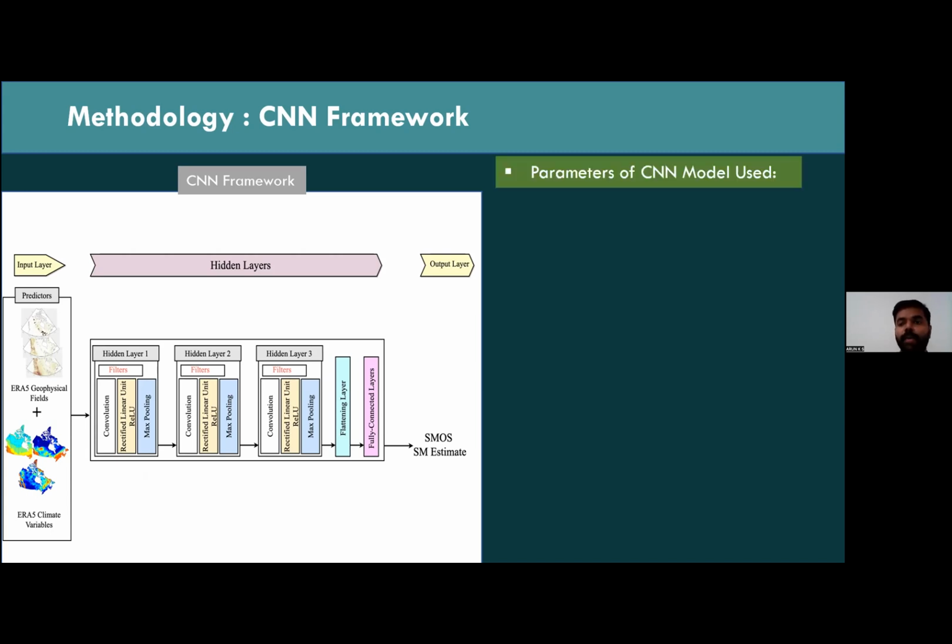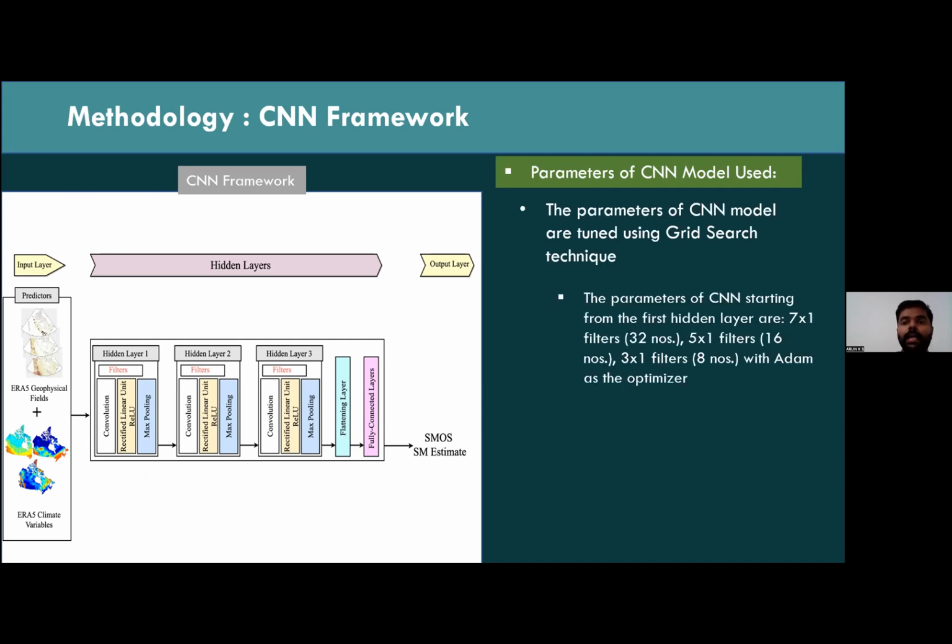Coming to the parameters of the CNN model, we used grid search strategies to identify the optimal set of parameters. The first hidden layer uses 32 filters of size 7x1, the second hidden layer uses 16 filters of size 5x1, and the third hidden layer uses 8 filters of size 3x1, and we use the Adam optimizer for training the model.